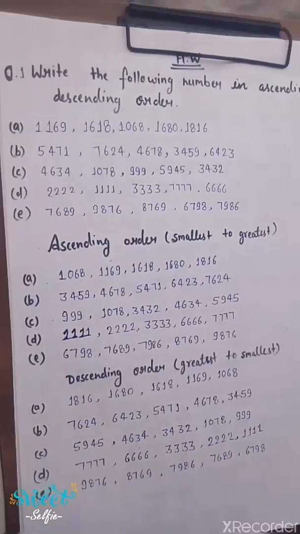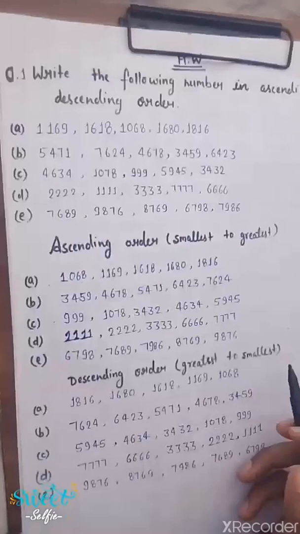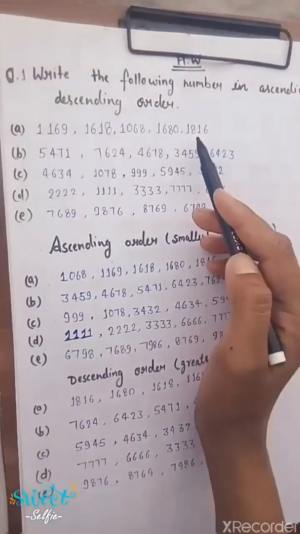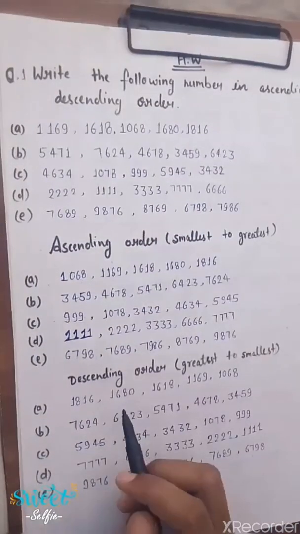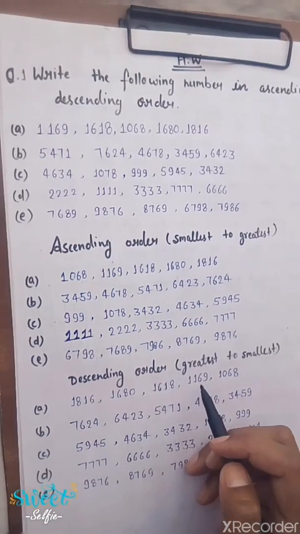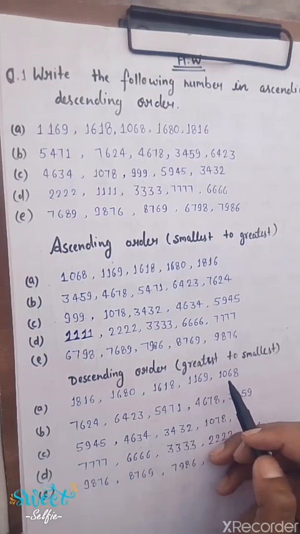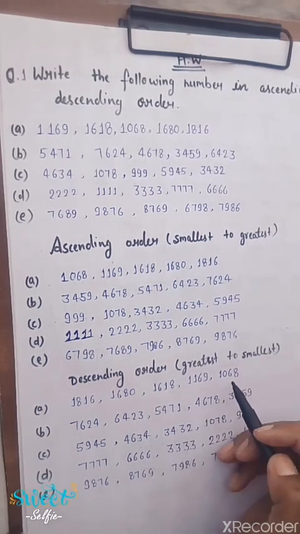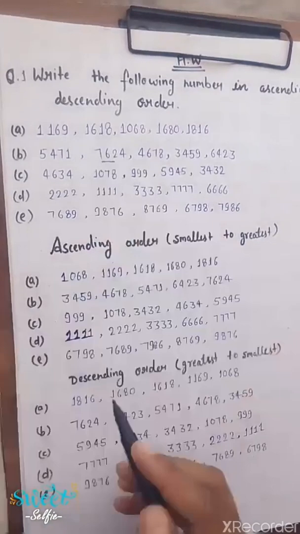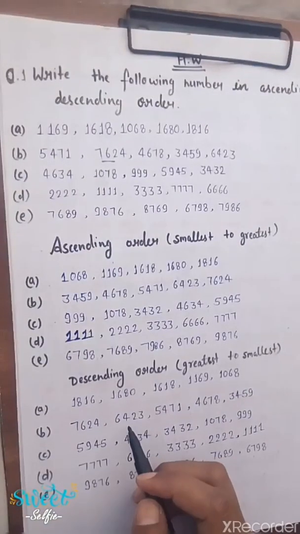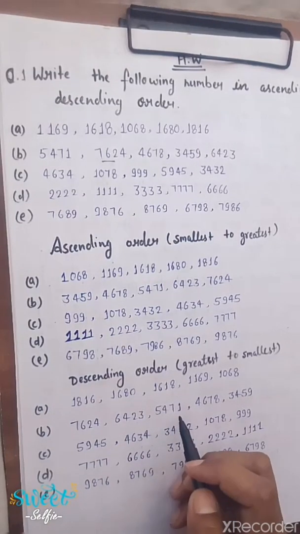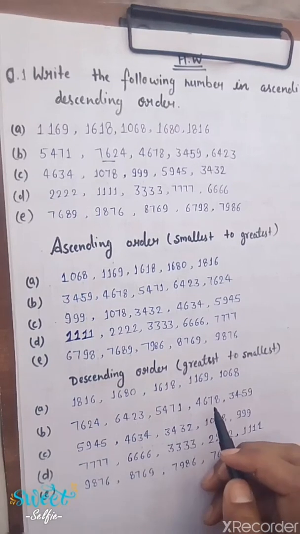Now we have to write in descending order, meaning greatest to smallest. So in this A, which is the greatest number? Yes, 1816. After this 1680, after that 1618, after that 1169, and last, the smallest number, is 1068. In B, the greatest number is 7624. After this 6423, next one 5471, and next is 4678.